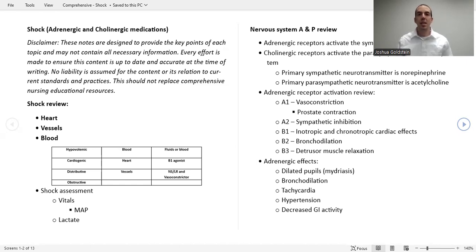My name is Dr. Goldstein, and in this video, we're going to go through shock in terms of pharmacology. We're going to go relatively in depth into adrenergic medications and cholinergic medications. Let's start by talking about shock.